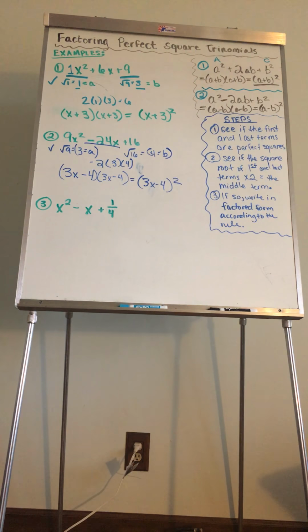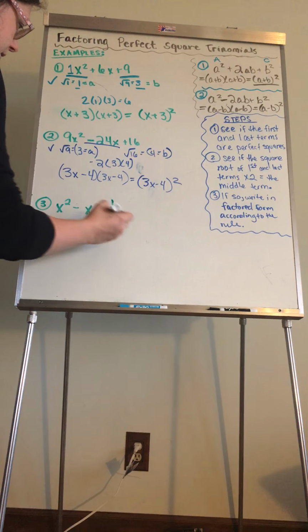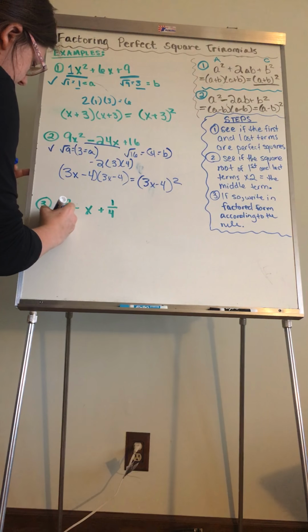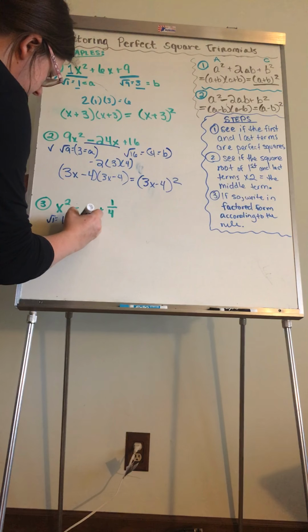All right, now, moving on to the last one, we have fractions. Oh no, fractions. It's okay. We do the same thing we have always done. It's just we have to remember our computation rules with fractions. So we do the same thing we just did. We see if the coefficient of the first term, our a, and the last term are perfect squares. They are, because I have the square root of 1, which is 1, right? And that equals a. Okay?